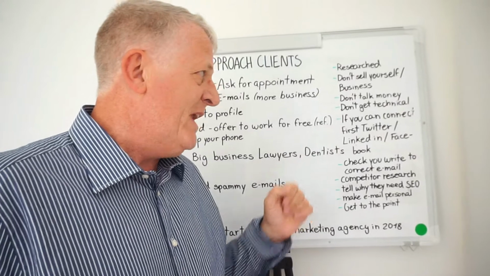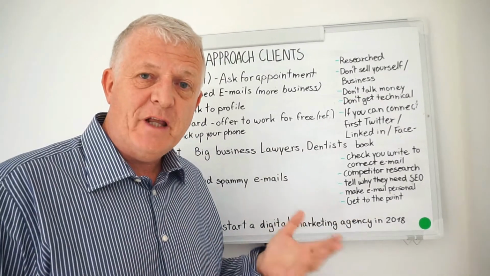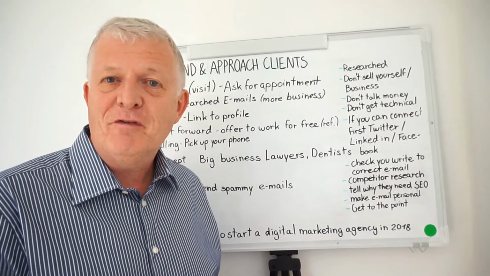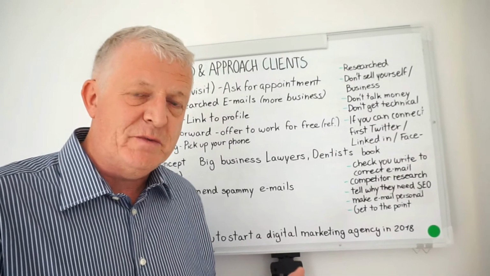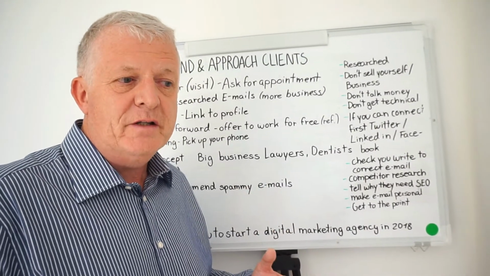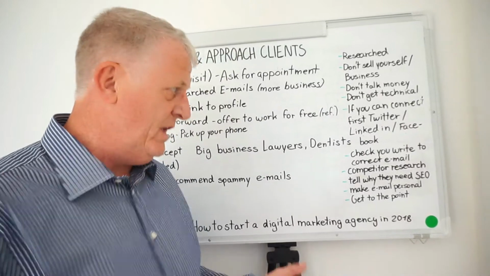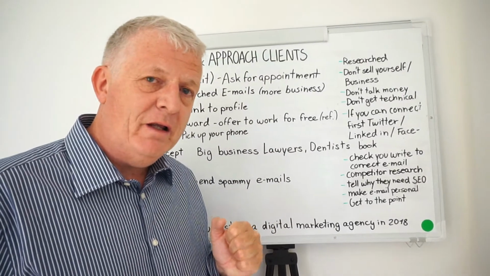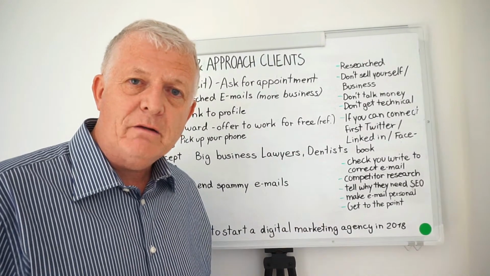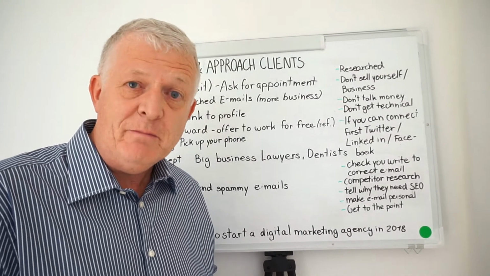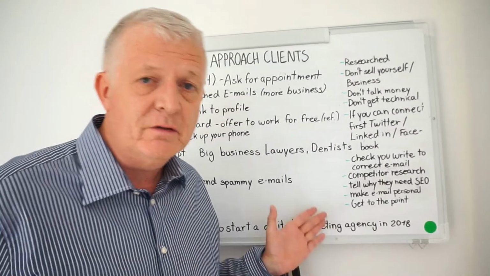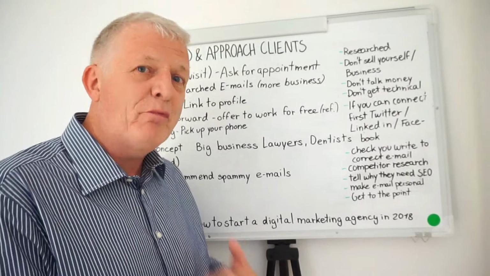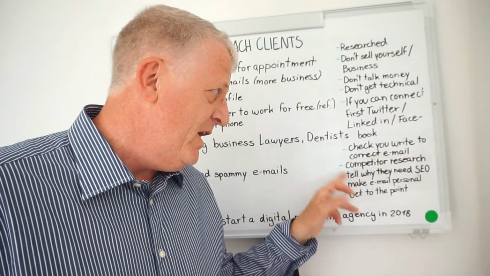If you can connect first over Twitter, LinkedIn, or anywhere you can get a human contact and a name, you can be friendly to them for a few weeks first and then approach them afterwards. That gives you some kind of relationship to start with, and it's a good way to proceed. Check that you write to the correct email. Avoid writing to the company email; if you can find the owner's name, like Dave@hairsalon.com, then you write to him. Don't write to the info address. Try to approach the proper person.